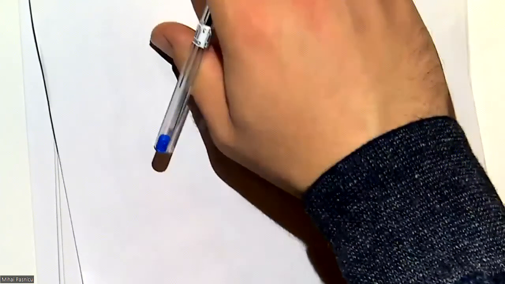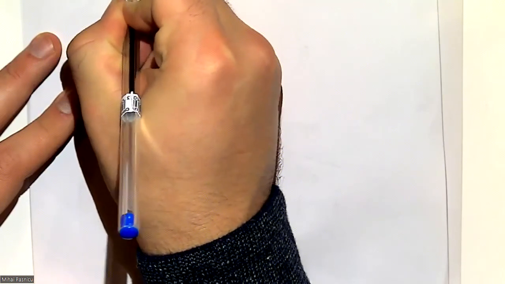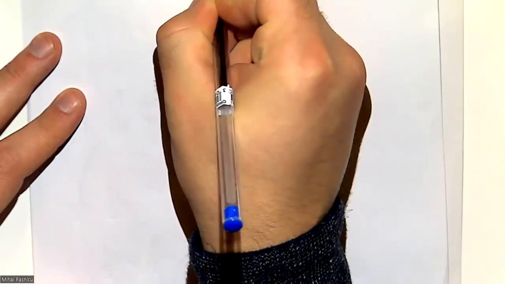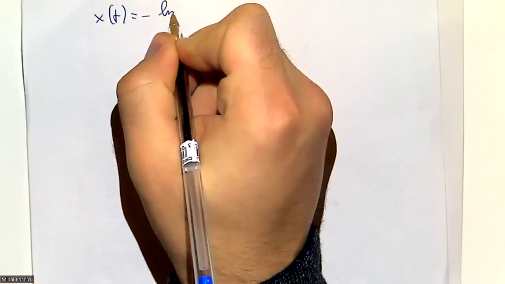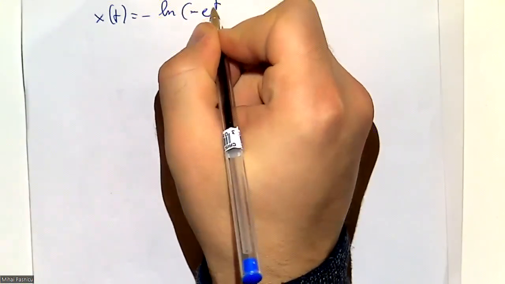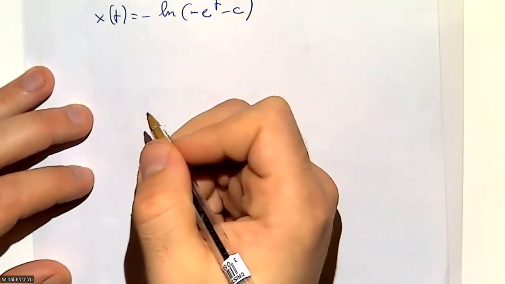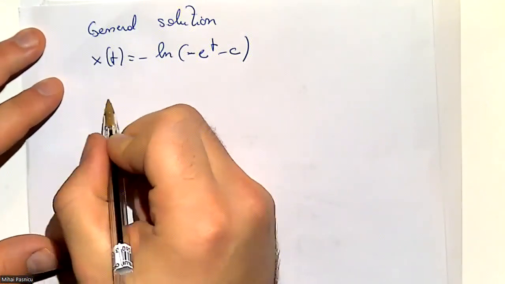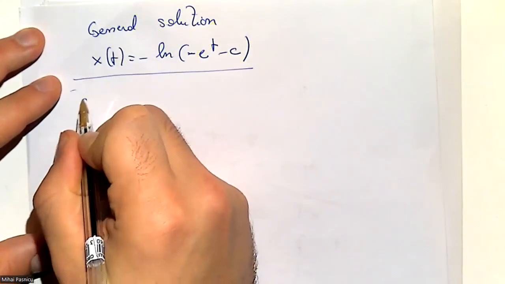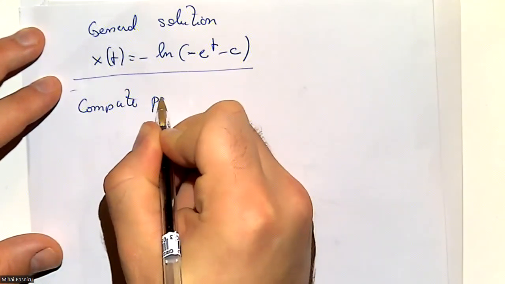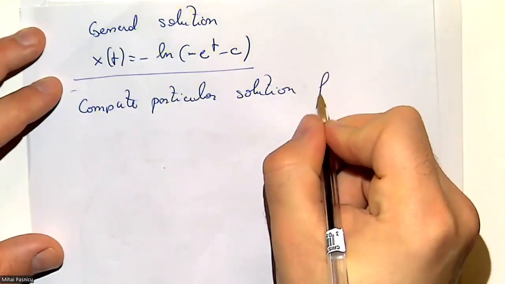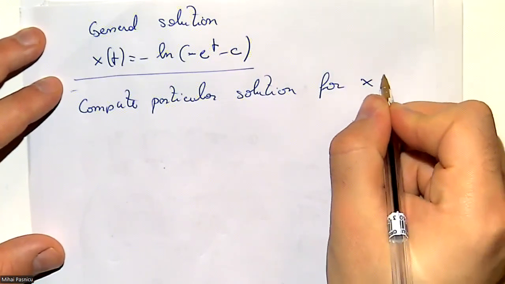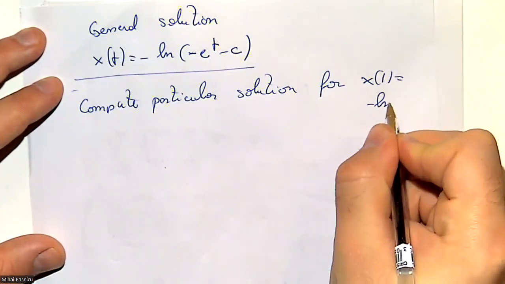Now, as I said, in this case, I computed the general solution. So my general solution looks like this. General solution is x of t equals minus ln of minus e to the t minus c. Okay. And then the problem asked me to compute a particular solution for x of 1 is equal to minus ln of 1.